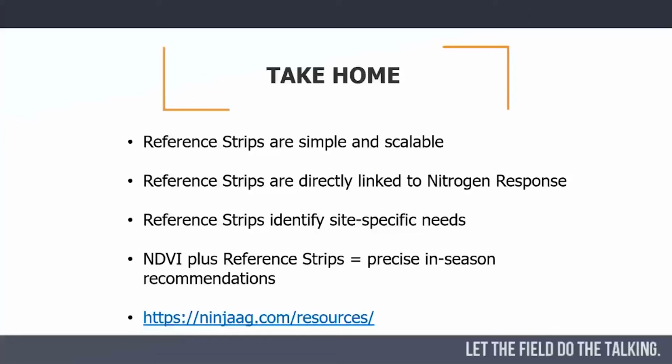Reference strips are going to provide an important part of that nitrogen rate. We're assuming that the crop will respond to that nitrogen application without the reference strips in each field. And by having reference strips located in every field, we can identify site-specific needs based on the environmental conditions at that time.